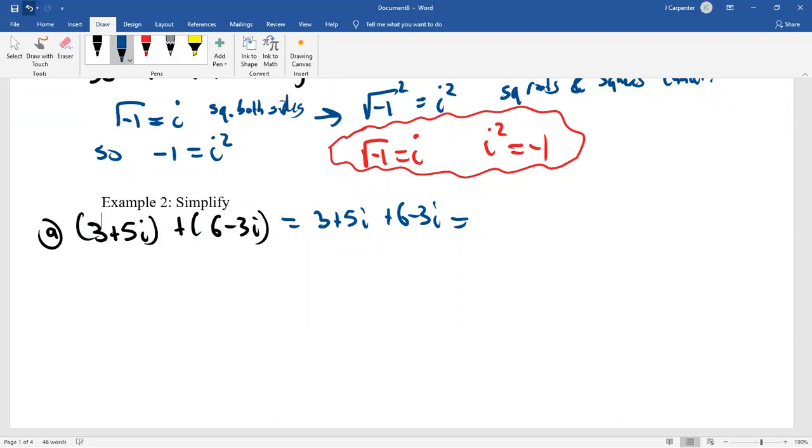All right, so what do we do? This is just combining like terms. You're just pretending these i's are x's. 3 plus 6, those are like terms, that's a 9. 5i minus 3i, well 5 minus 3 is 2. You just leave the i there, so that's a plus 2i.